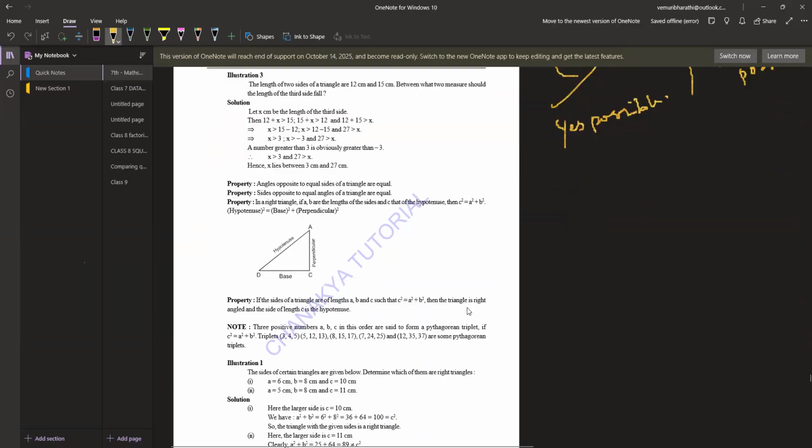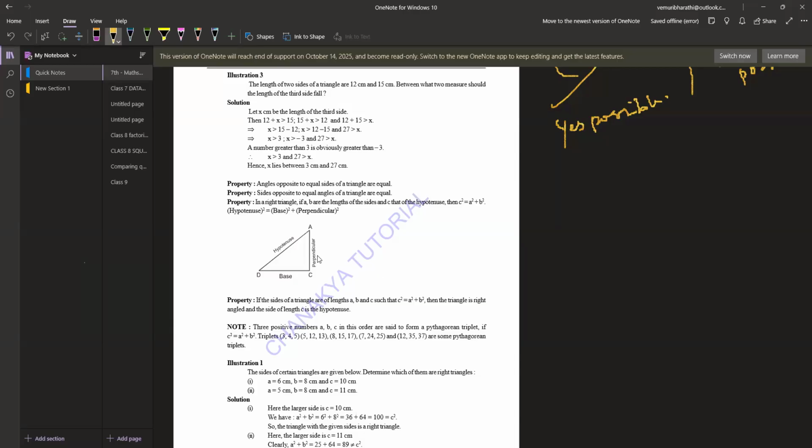And not only this, we have the Pythagoras property. That's a very important property. You need to remember it, because it does not stop in class 7. It continues until you master it, because that property is really applicable in many areas.